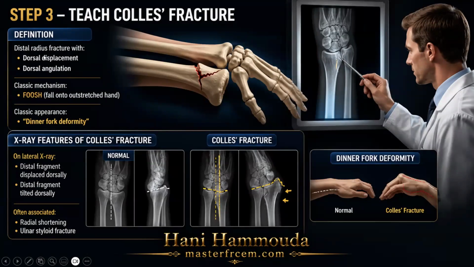So regarding Colles fracture, you will talk about definition and how to diagnose. Distal radius fracture with dorsal displacement, dorsal angulation. The mechanism will be fall onto outstretched hand. The appearance will be dinner fork deformity. The X-ray features on lateral X-ray: distal fragment displaced dorsally, distal fragment tilted dorsally. Always associated with which problem? Radial shortening, because the fracture is in the radius. Ulnar styloid fracture. Okay.